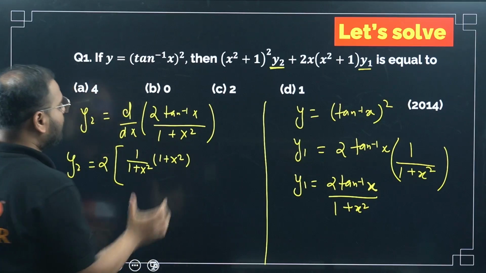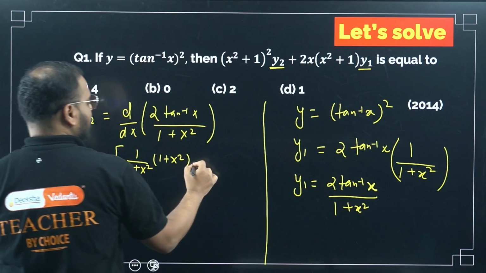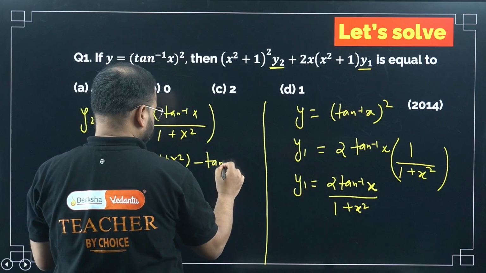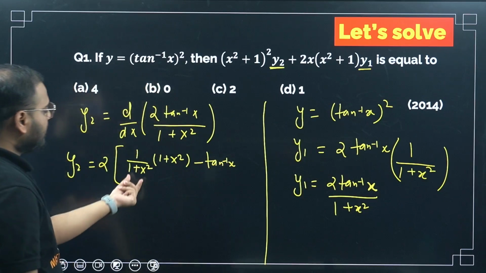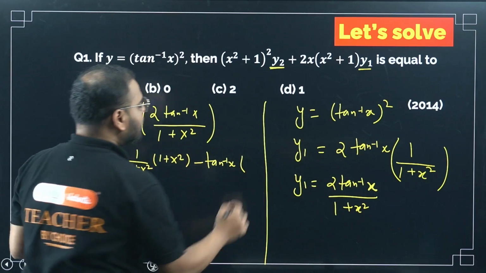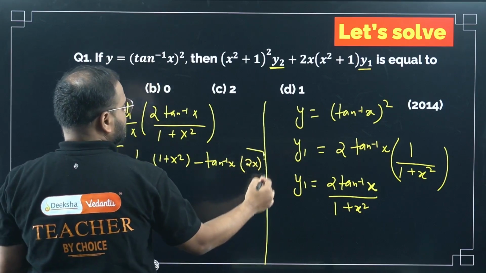Okay, understand this, only the numerator I've differentiated. This 2 I've taken out over here. Then comes the minus sign. I'll keep tan inverse as it is, and I'm going to differentiate 1 plus x square. How much will that come as? For 1 I will get 0, for x square I'll get 2x. So this differentiation is over.